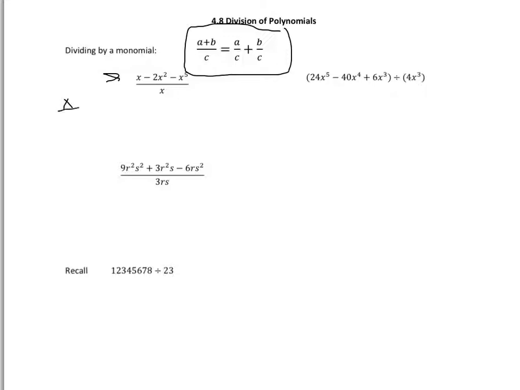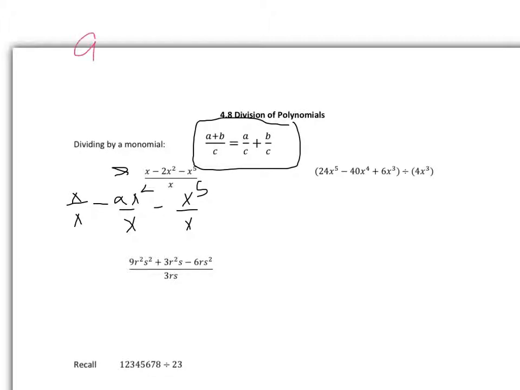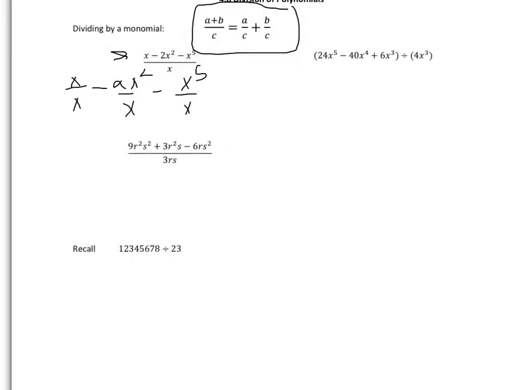We can say this is going to be x over x minus 2x squared over x minus x to the fifth over x. And then individually we divide these just using that rule of exponents. Now if you recall, if we have a to the m over a to the n, this is always a to the m minus n. That is, we subtract the power of the denominator off the numerator, or we can think about it in terms of cancellation. Because we had a monomial in the denominator, we can split this up into all monomials.